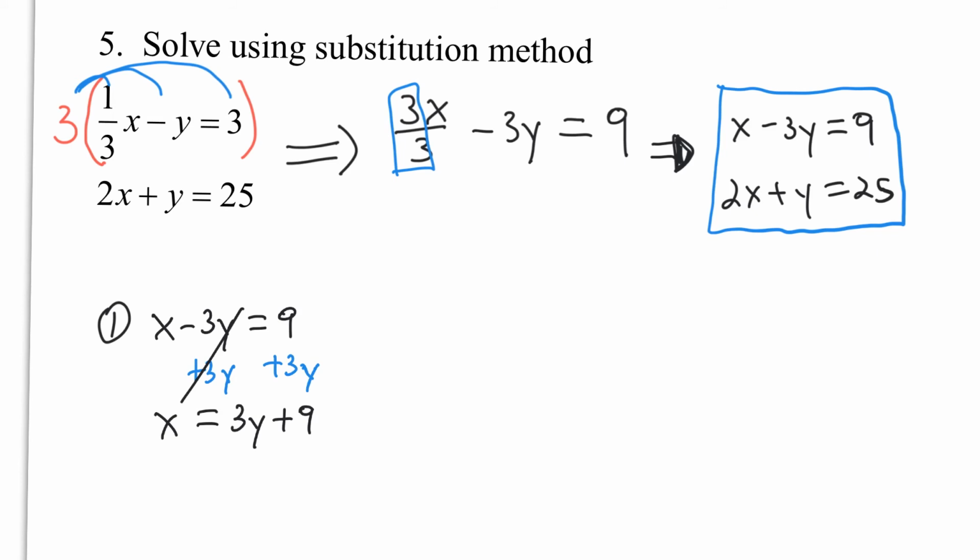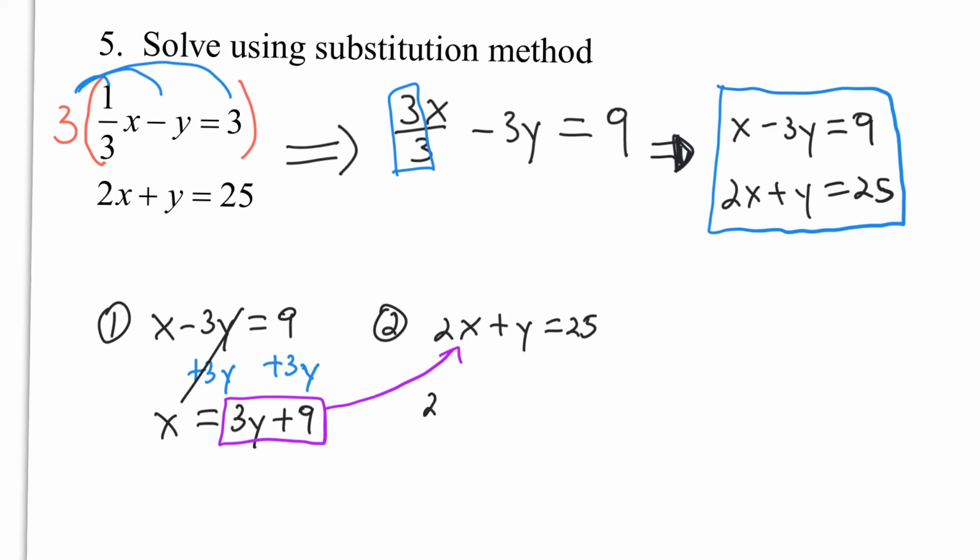Step number 2, you are going to use the other equation. So 2x plus y equals 25. Where am I going to substitute all of this right here? Into the x, because that's what it is. X equals. Always be careful what expression you have, what it equals to. If this is a y, you substitute into the y. But right now it's an x, so you substitute into the x.